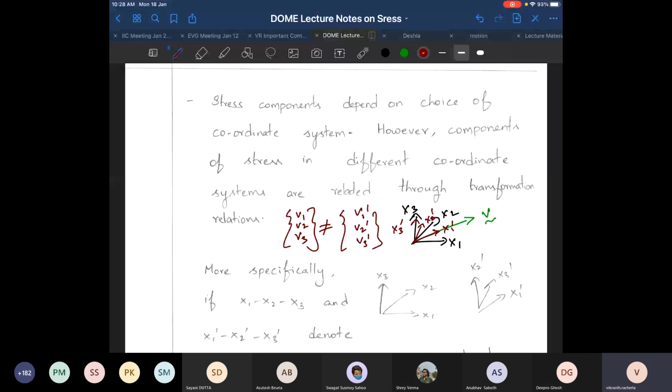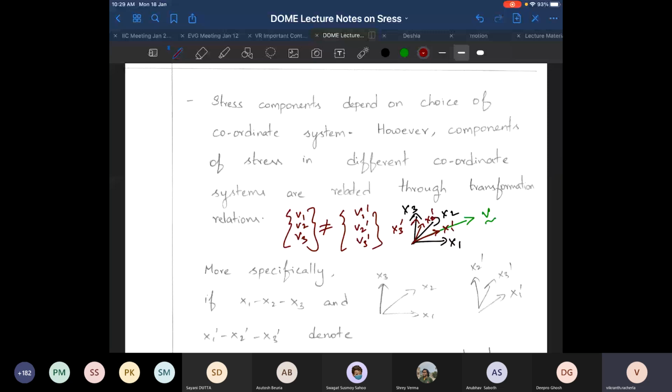The velocity vector is independent of the coordinate system. It is what it is. If water is going through a pipe, the velocity will be along the length of the pipe. The velocity vector itself is independent of the coordinate system, but its components will depend on the choice of the coordinate system. This is an important distinction that you have to make.